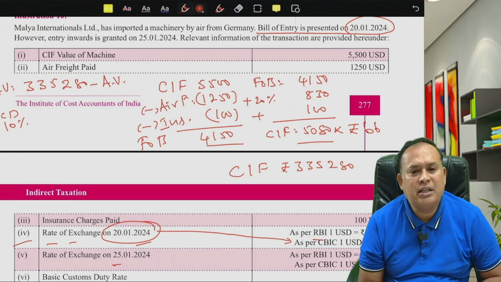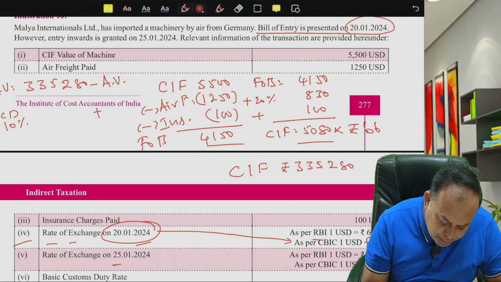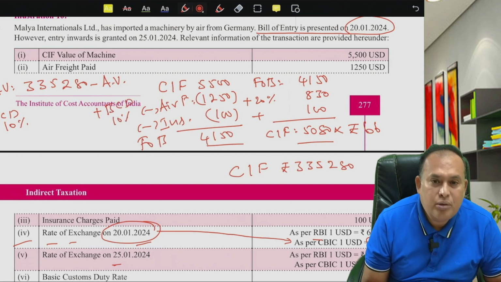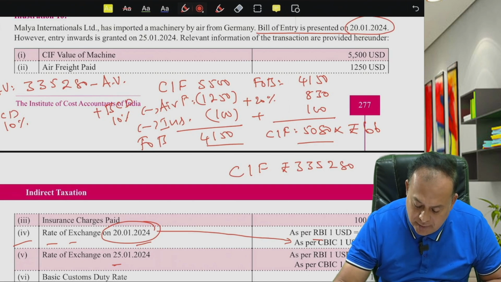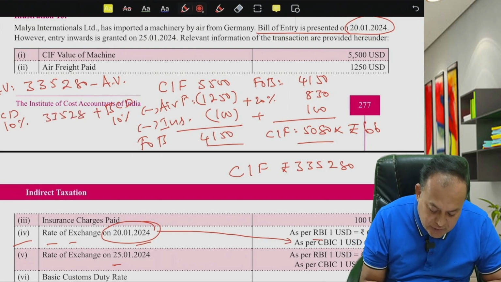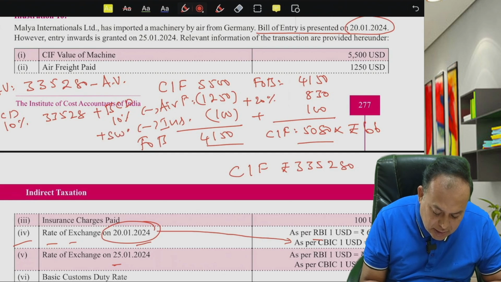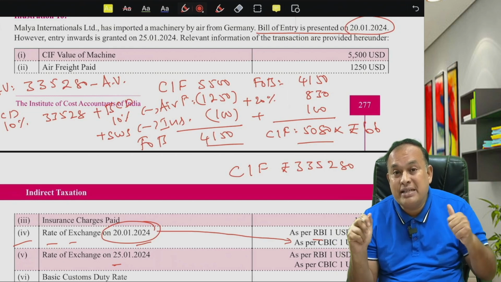Assessable value is 3,35,280. So now we have to add the basic custom duty, which is 10%, on 3,35,280, which is 33,528. Then you have to add, without forgetting, the SWS. In the given problem, SWS is not given. We have to infer it and apply.